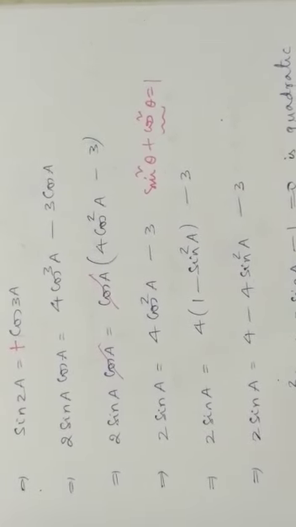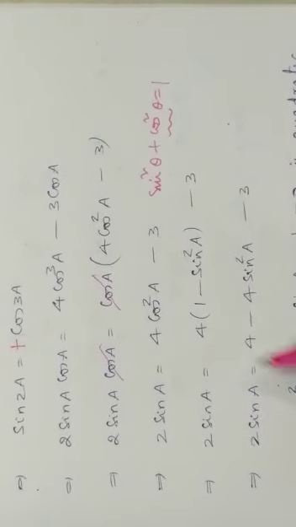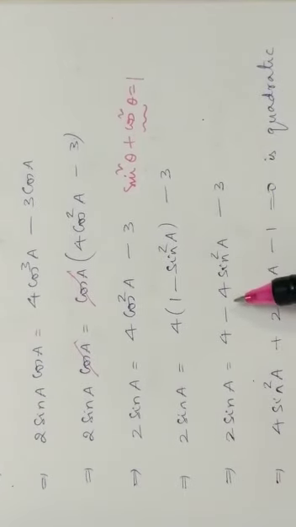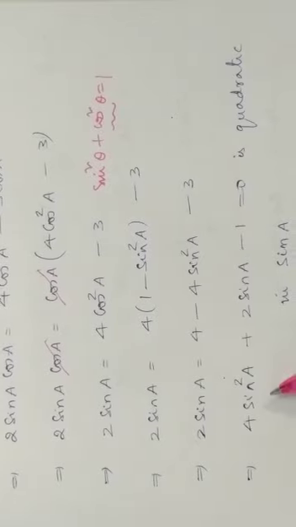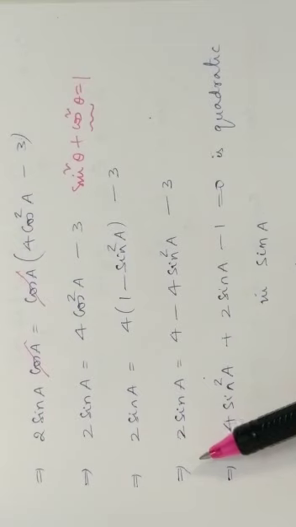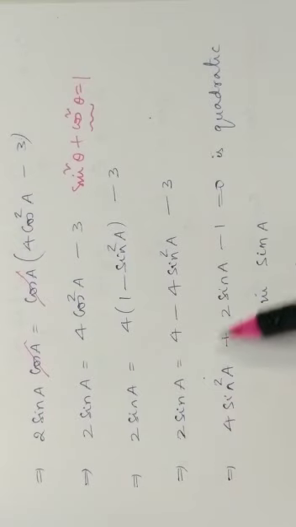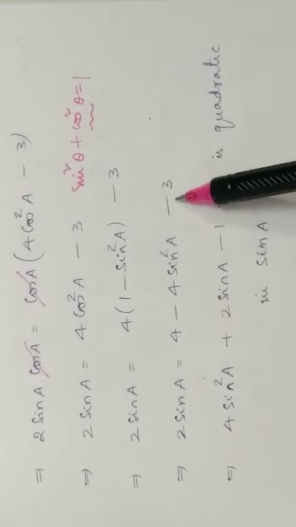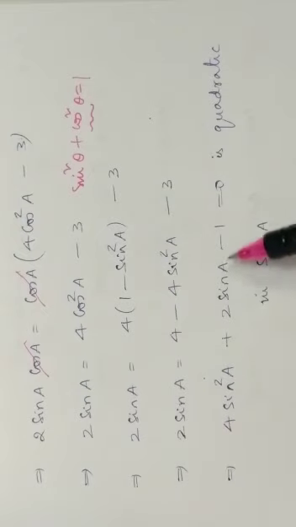Multiply 4 inside. 2 sin A equal to 4 ones are 4 minus 4 sin square A minus 3. Shift this term to the other side. Minus 4 sin square A becomes plus 4 sin square A. This term remains the same side. So plus 2 sin A. 4 minus 3, 1. Shift that 1 to the other side, it becomes minus 1 equal to 0.